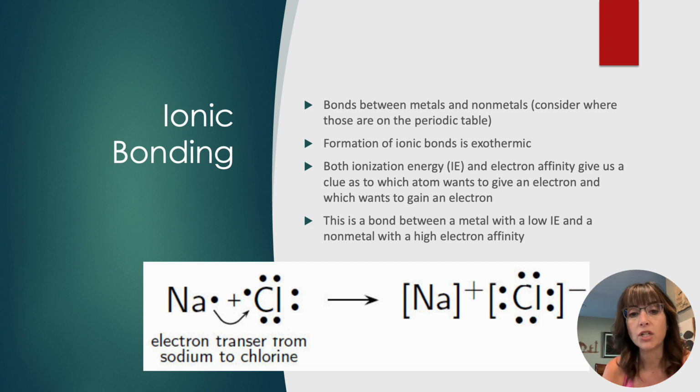Both the ionization energy and the electron affinity can give us some sort of a clue as to whether or not an electron wants to gain an electron or give an electron. And this is a bond between a metal that has a low ionization energy. What does that mean? Metals love to give away their electrons. And it usually bonds with a nonmetal with a high electron affinity, a nonmetal that wants an electron. So if you take a look at the example here, sodium loves to get rid of that electron, low ionization energy. Chlorine loves to take the electron, and they happily do so. And then you get sodium chloride.